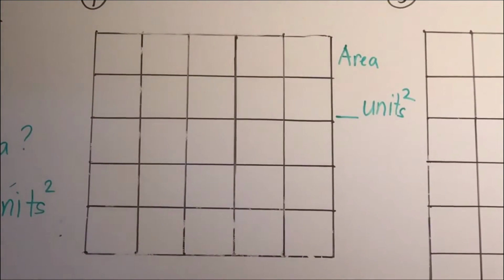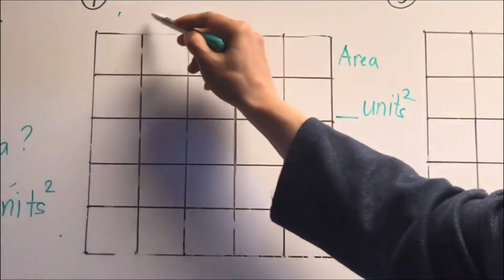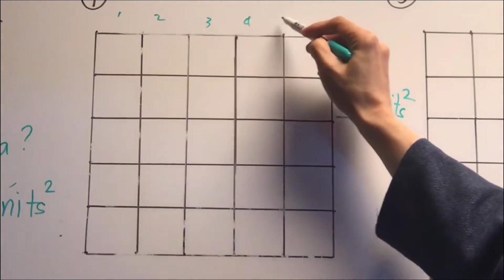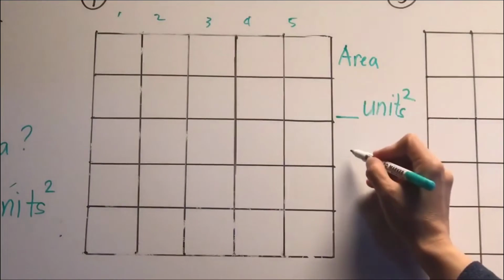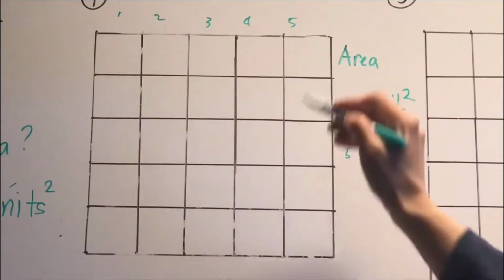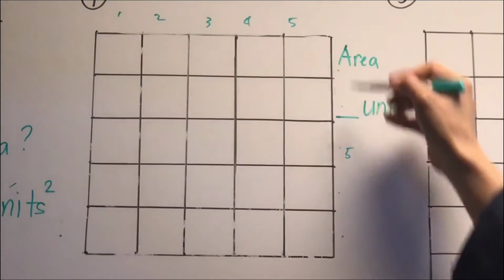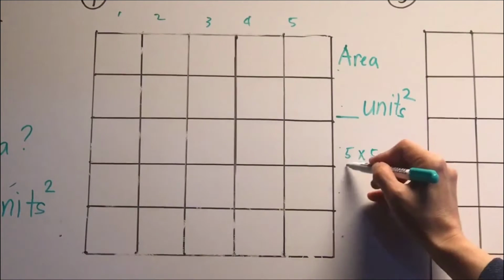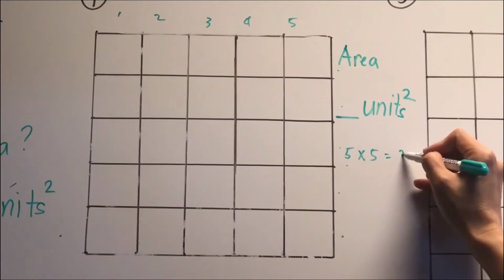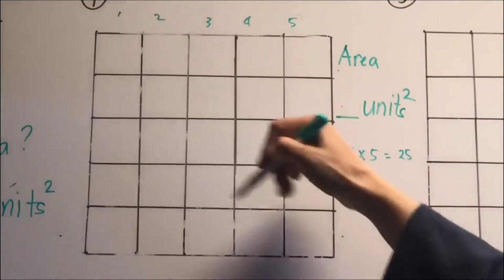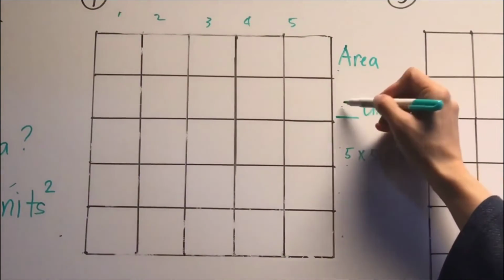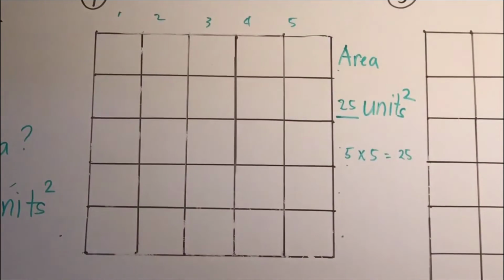So let's look at the example for number 4. Let's find the area. How many boxes or squares are going across? Let's check. 1, 2, 3, 4, 5. So we have 5 across, and going down we have 1, 2, 3, 4, 5. So 5 times 5 is 25. So the area of this square has 25 square units.